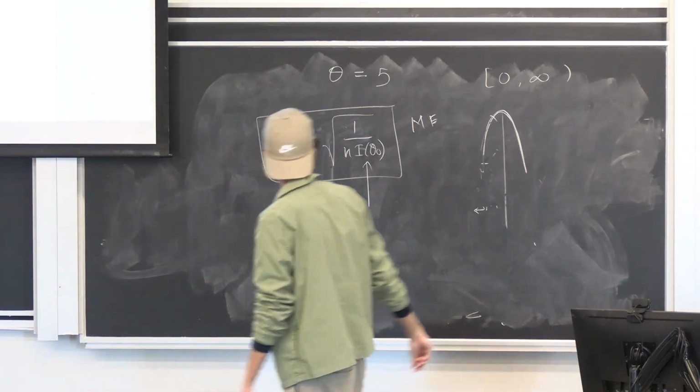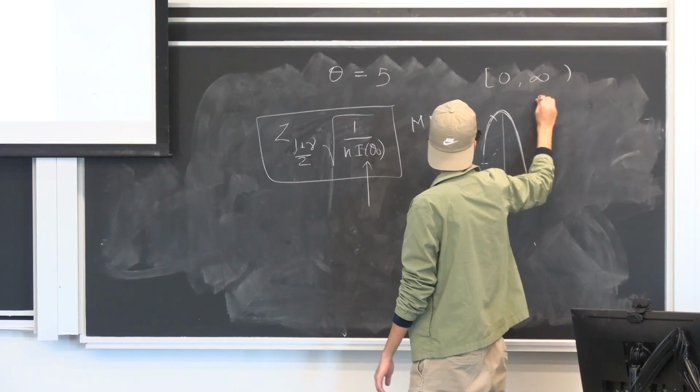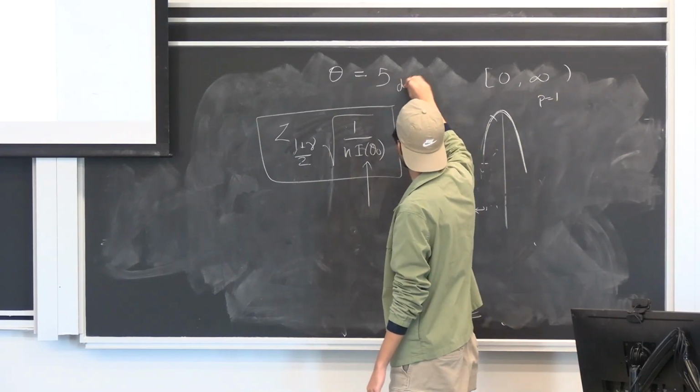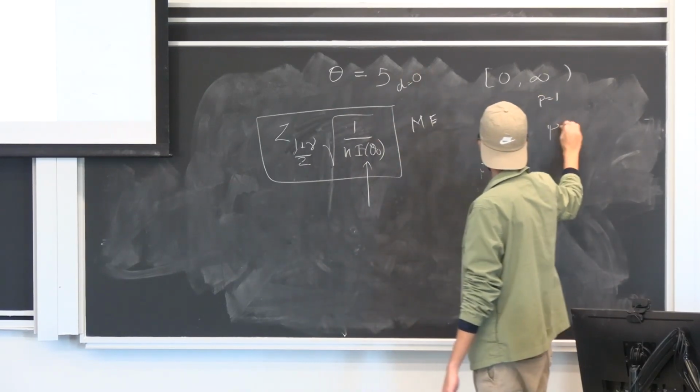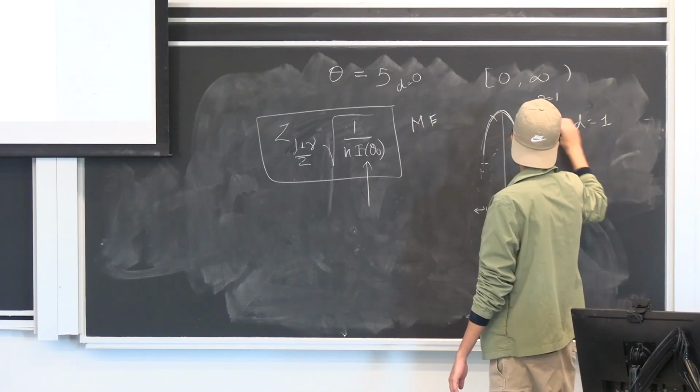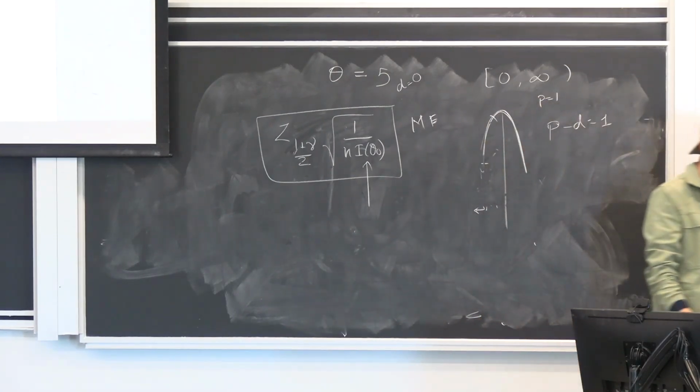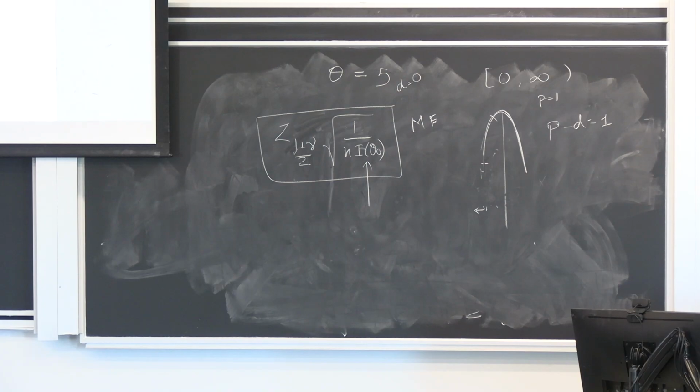Cool. So then this is P equals 1. In this case, your D is 0. P minus D is 1. Okay. Cool.